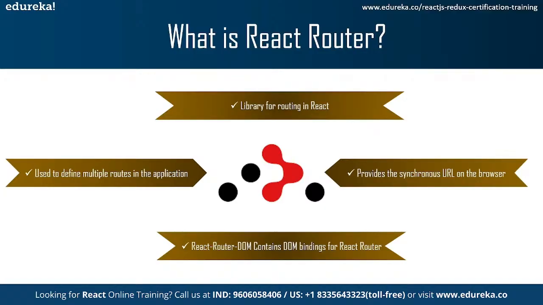To make use of React Router, we have something called React Router DOM. What is this React Router DOM? It is the React Router Document Object Model. It contains the DOM bindings for React Router, in other words, the router components for our websites. And React Router Native contains the React Native bindings for React Router.